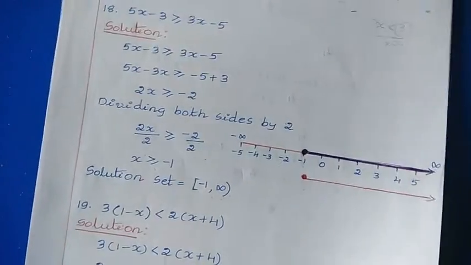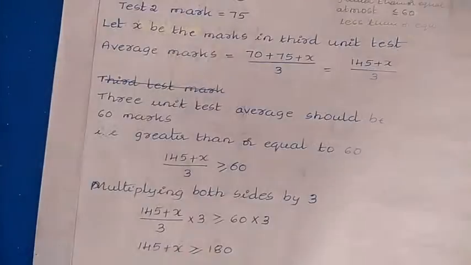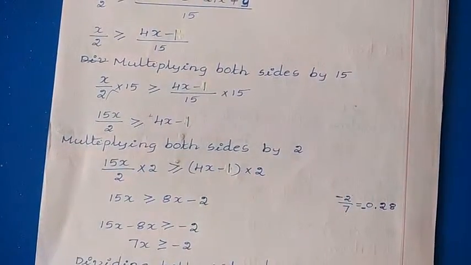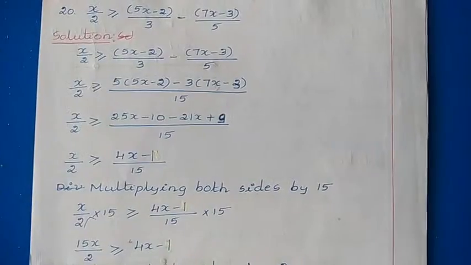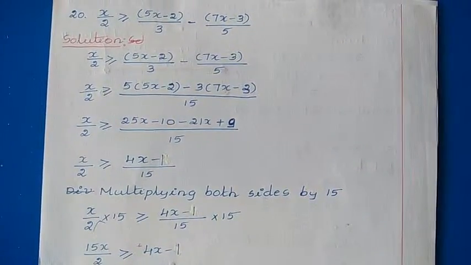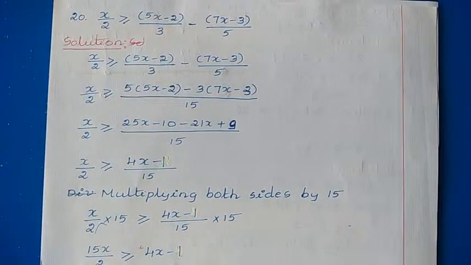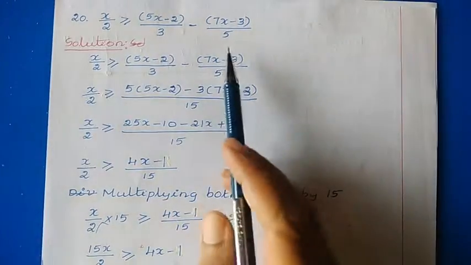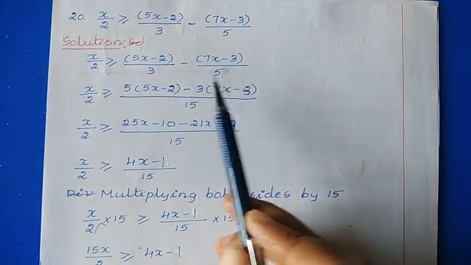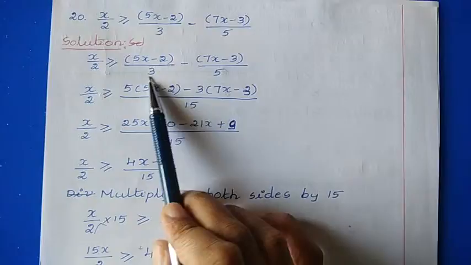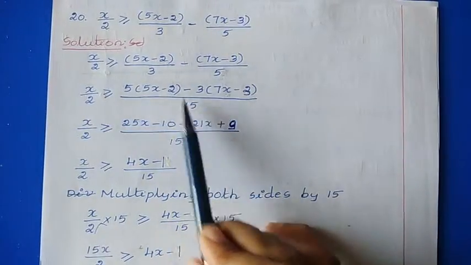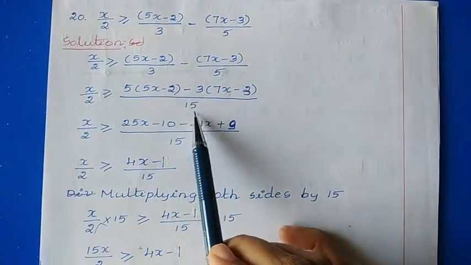Next here we will see question number 20. Question number 20 is x divided by 2 greater than or equal to 5x minus 2 divided by 3 minus 7x minus 3 divided by 5. So now for this you find the LCM of these two terms, which is 15. So 3 and 15 we have here.